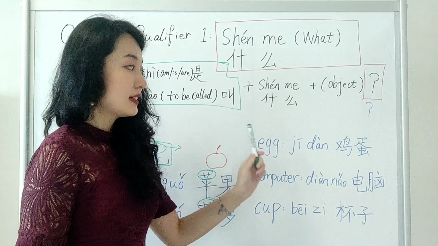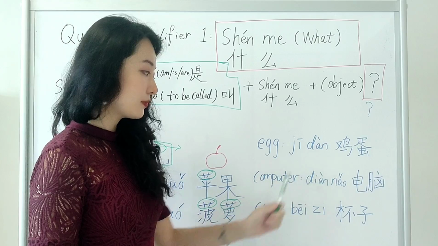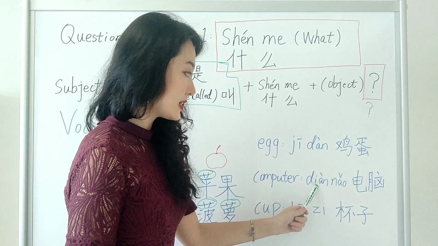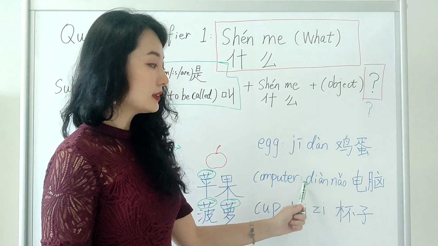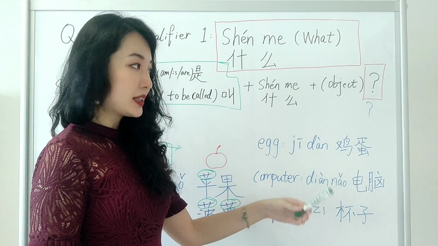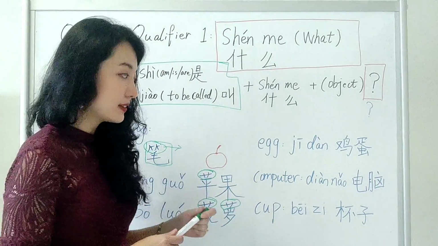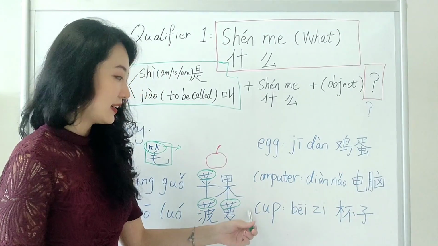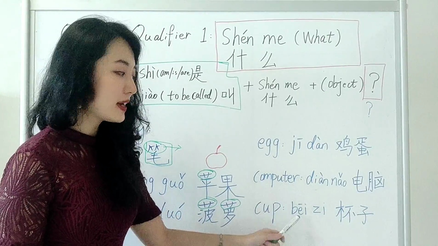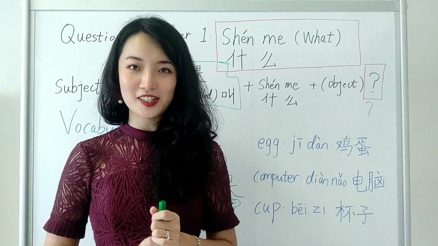Next one, egg. Pronunciation is 鸡蛋. 鸡蛋. Next one, computer. Computer's pronunciation is 电脑. 电脑. 电 means electronic or electric related. 脑 means brain. So electric brain means computer. Next one is cup. Cup is very easy. 杯子. 杯子.